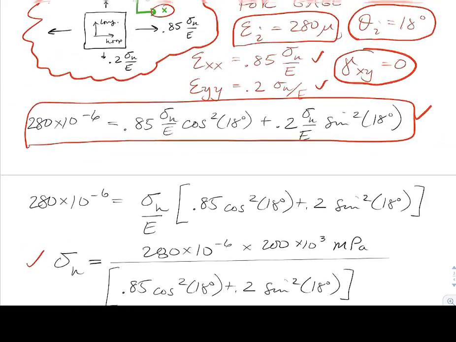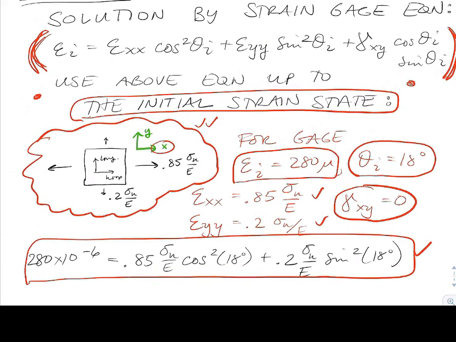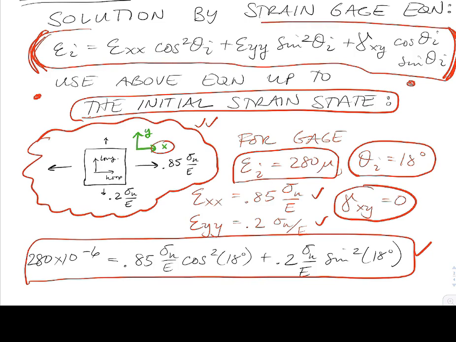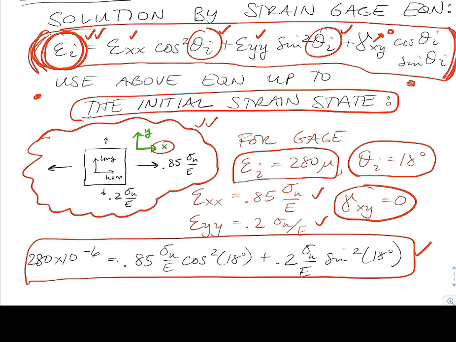stress. So all we've done is used the strain gauge equation, and we've just used the fact that we had solved for initial strains in terms of initial stresses. We knew that one was equal to 0. We know that value right there, that's given to us. We also know thetas, and we're able then to create our one equation, one unknown, because both normal strains relate back to the hoop stress.